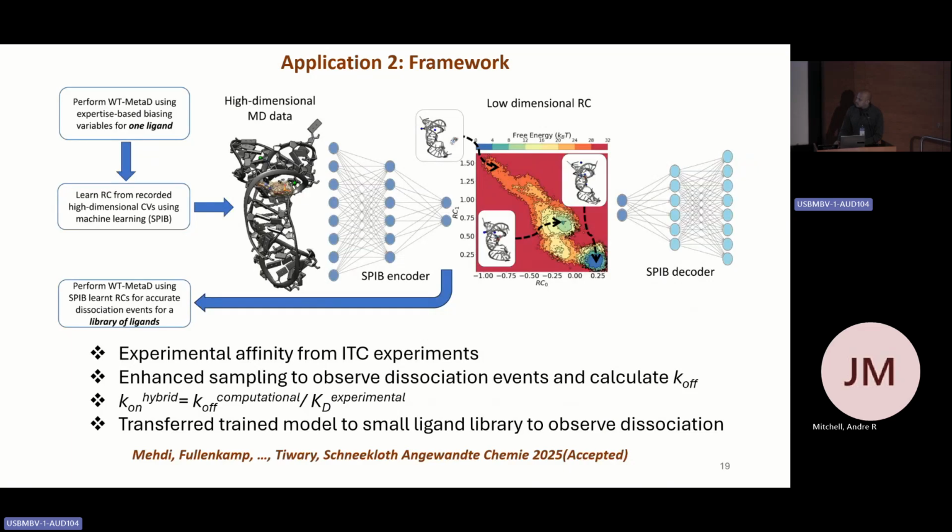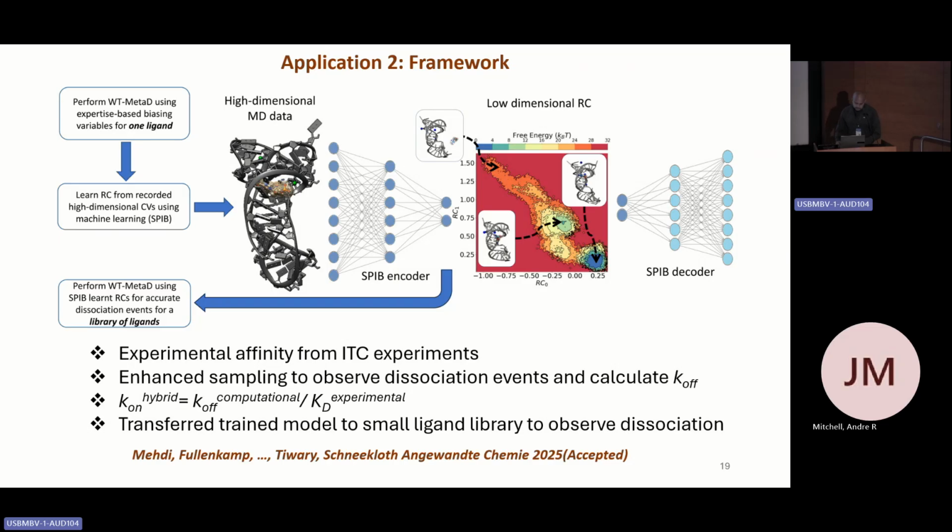So what's our approach? Here we get experimental affinity from ITC measurements. Then we do enhanced sampling to observe dissociation events and calculate off rates. Then we can calculate a hybrid on rate by combining these two values. One other thing is that here, the problem is a little different again. Here we have one target and a library of ligands. So we also thought about whether we can train just one machine learning model and transfer that across the other candidate ligands so that we don't have to train a machine learning model every single time.